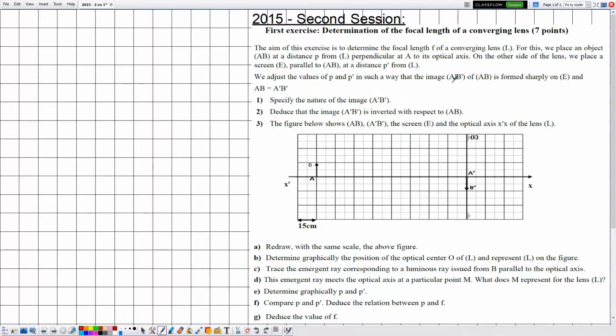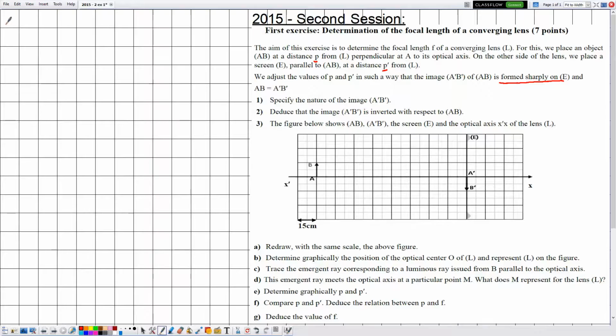For this we place an object AB at a distance p from L. So here P represents the distance between the object and the lens, perpendicular at A to its optical axis. On the other side of the lens, we place a screen E parallel to AB at a distance P' from L. And P' here represents the distance between the lens and the screen E. We adjust the values of P and P' in such a way that the image A'B' of AB is formed sharply on E. So here the image is being collected on the screen, and AB is equal to A'B'. Because the image is being collected on the screen, then the distance P' represents the distance between the lens and the image A'B'.